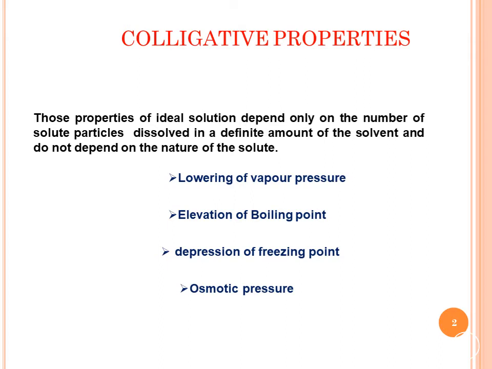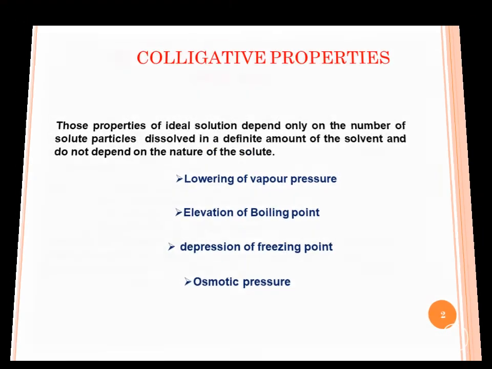There are different types of colligative properties we discussed in the last class. The first one is the lowering of vapor pressure. The second one is the elevation of boiling point. The third one is the depression of freezing point. And the last one is osmotic pressure. In the last class we discussed a bit about the lowering of vapor pressure, so we'll start from the lowering of vapor pressure in today's class.